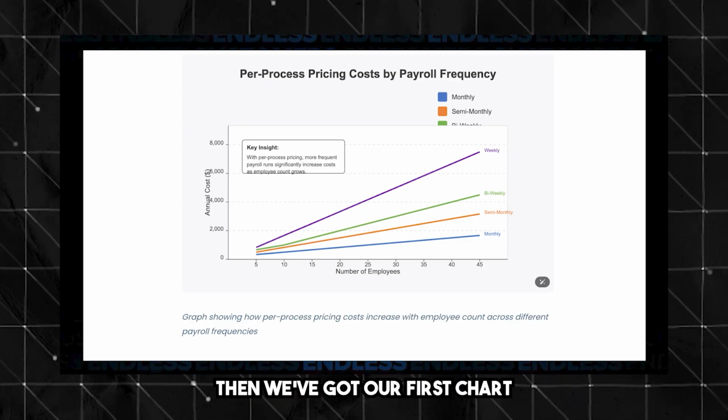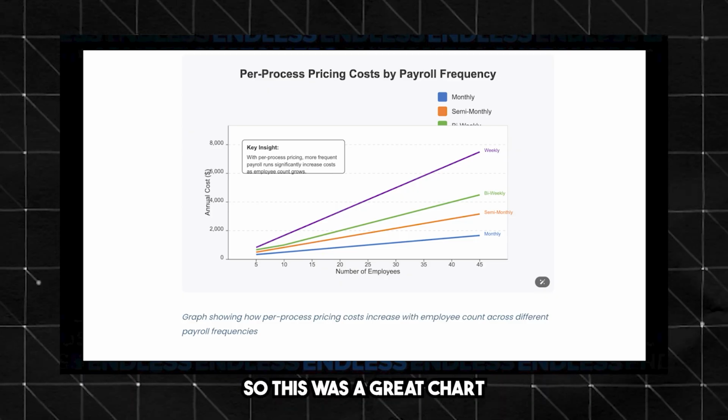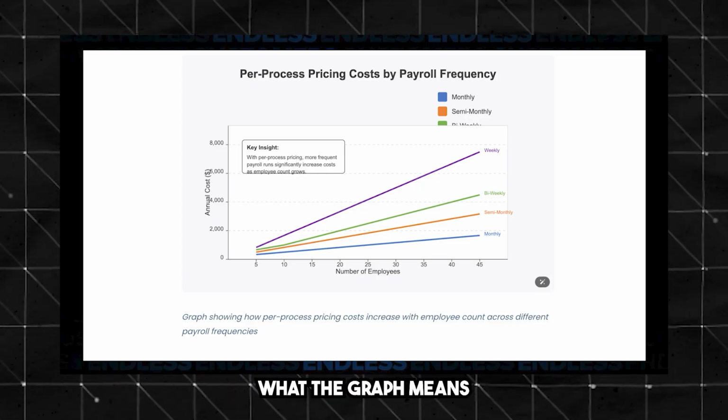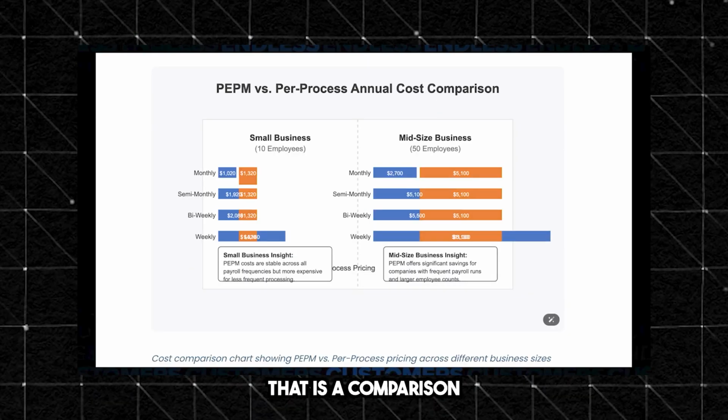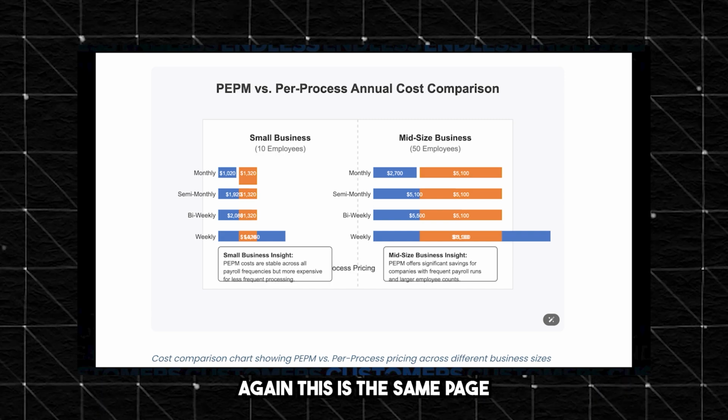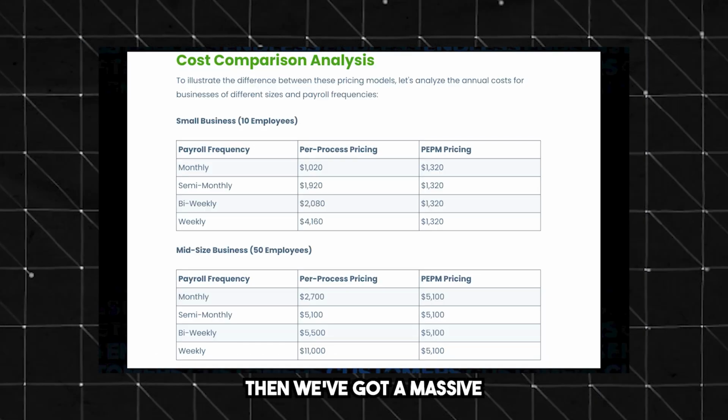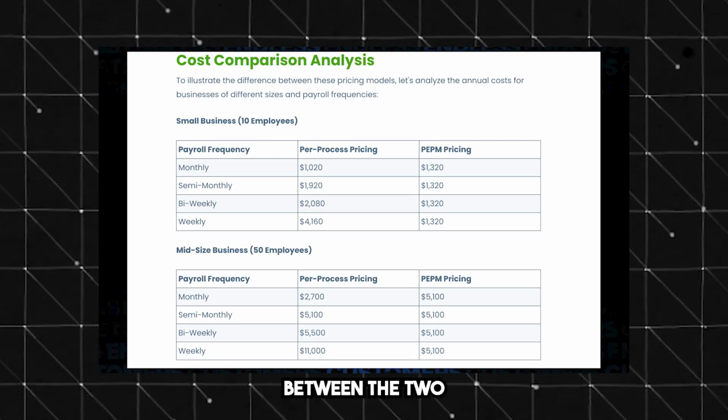Then we've got our first chart. So this was a great chart. It explains exactly what the graph means at the bottom of it. Then we've got another chart that is a comparison, an annual cost comparison. Again, this is the same page. Then we've got a massive cost comparison analysis between the two.